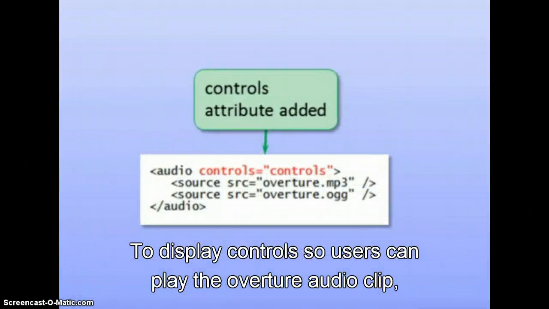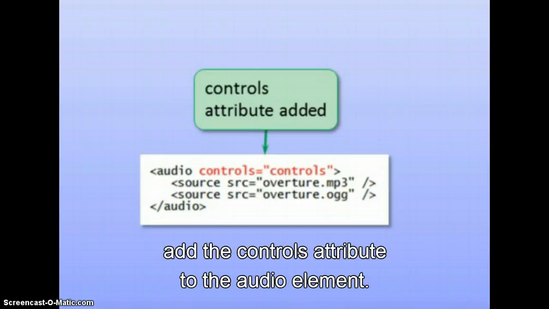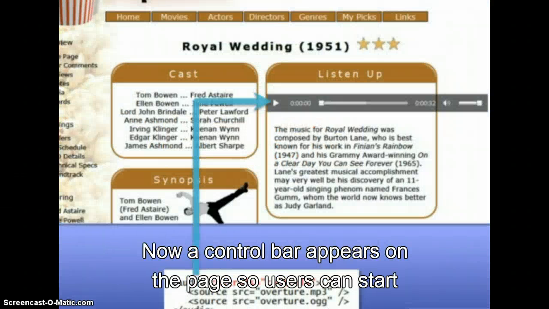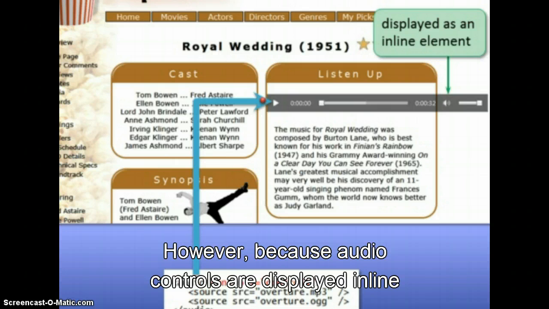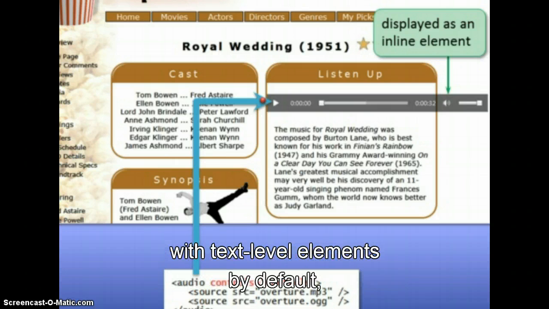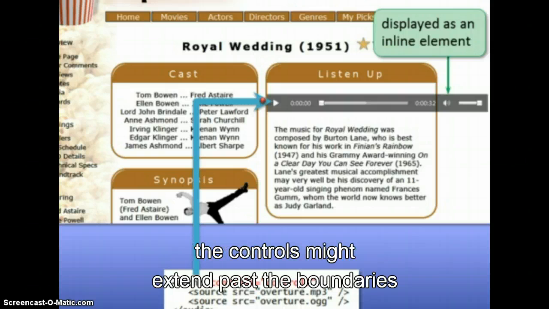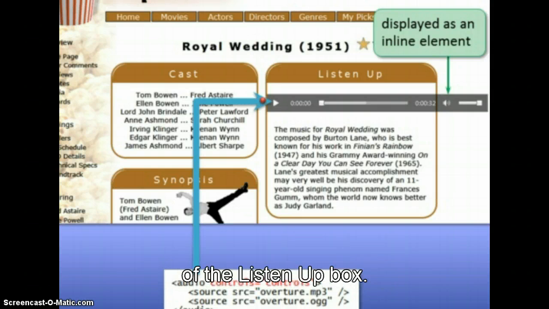To display controls so users can play the overture audio clip, add the controls attribute to the audio element. Now a control bar appears on the page, so users can start and stop the clip and adjust the volume. However, because audio controls are displayed in line with text-level elements by default, the controls might extend past the boundaries of the Listen Up box.